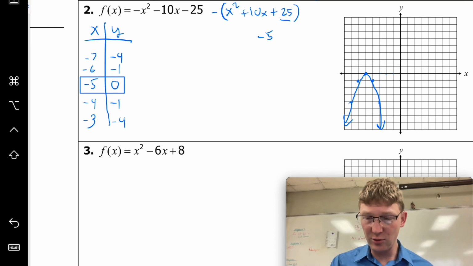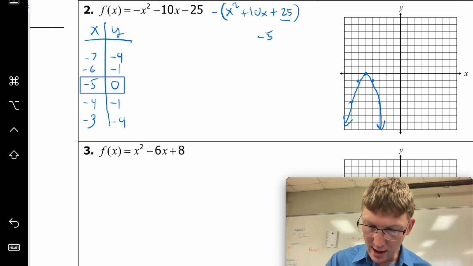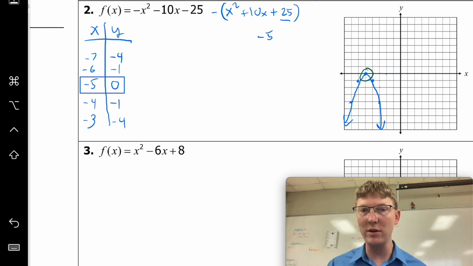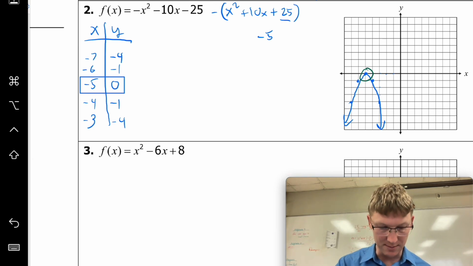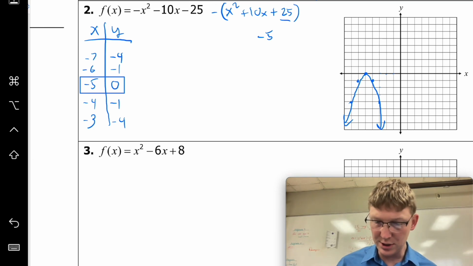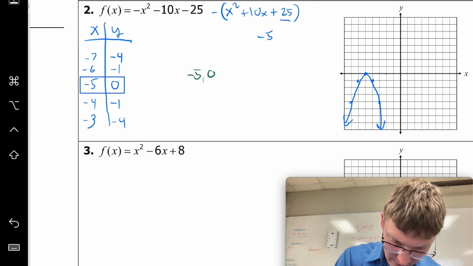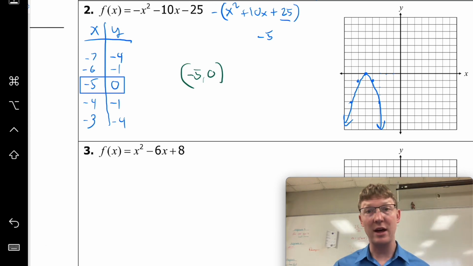So this is a situation where we only have one solution, one root, one time where it crosses the x-axis, one intercept. So our answer, our solution, is just going to be negative 5, 0. That's it. Only one solution. So let's try one more.